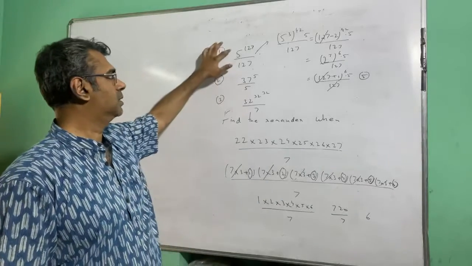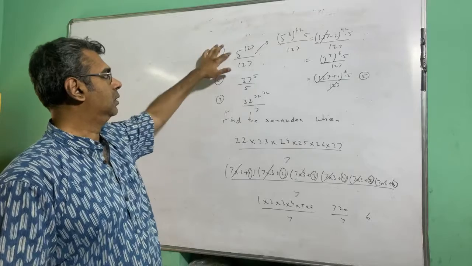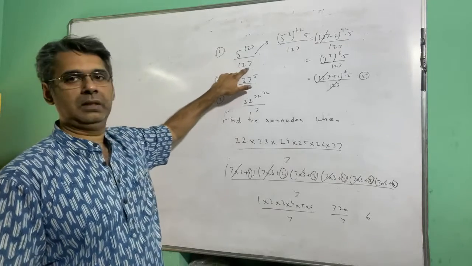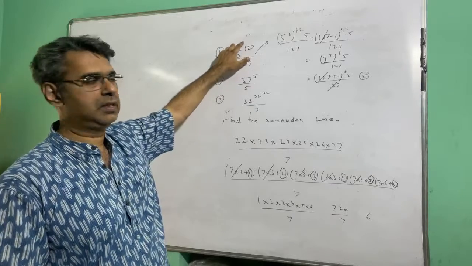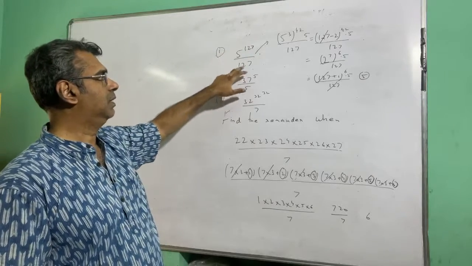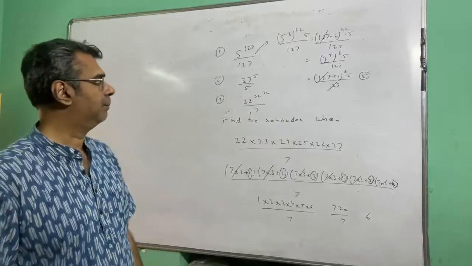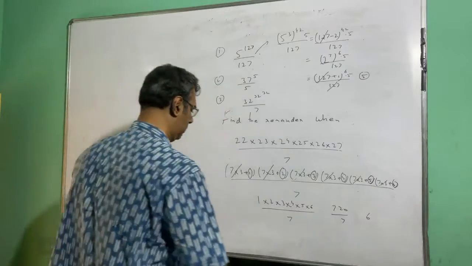So the base 5 is smaller than the divisor. 5 is the base, 127 is the index and the divisor is 127. 5 is smaller than 127. This is category 1. Now let us look at category number 2.